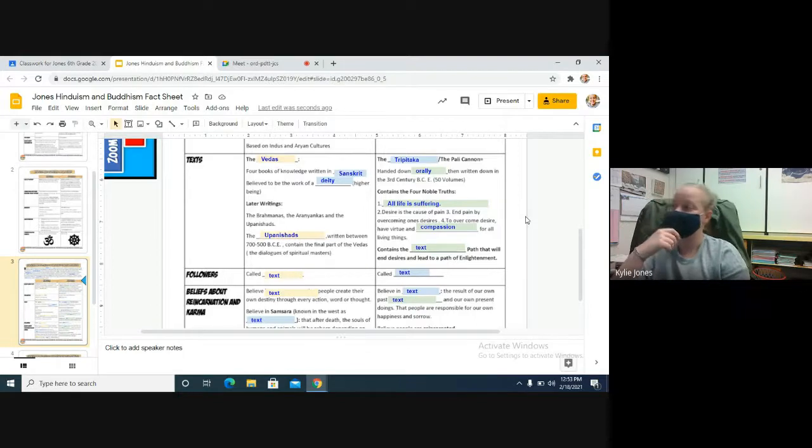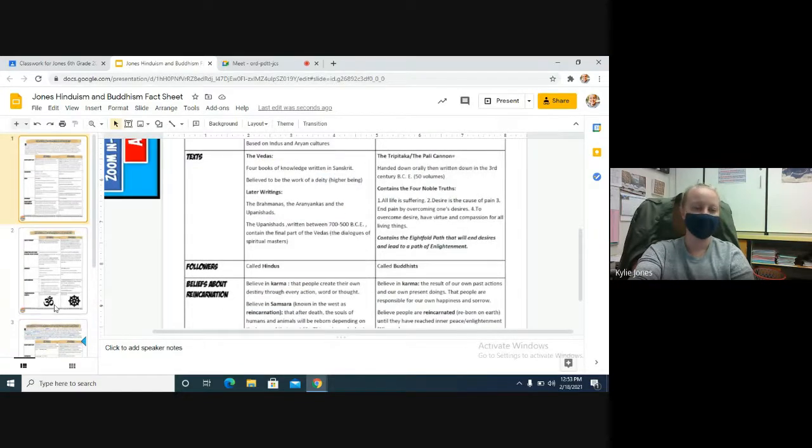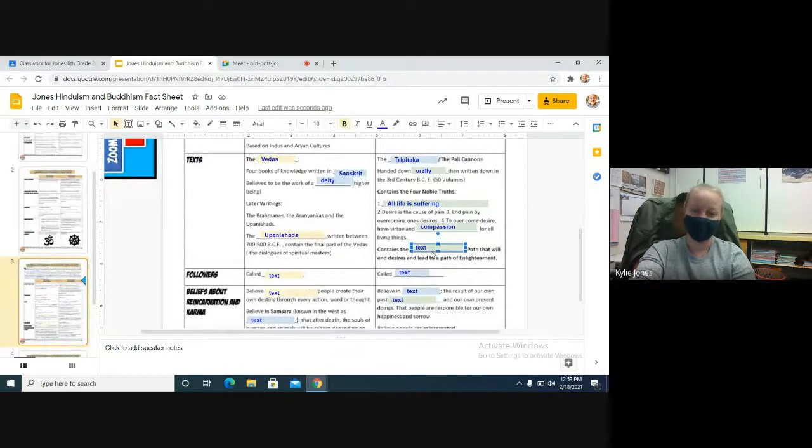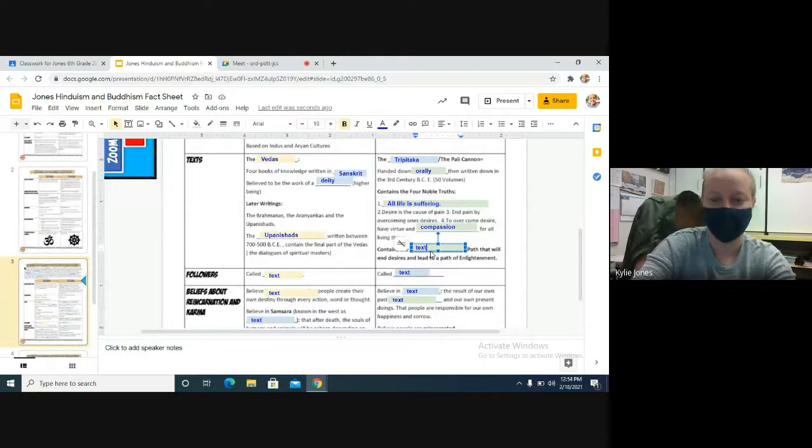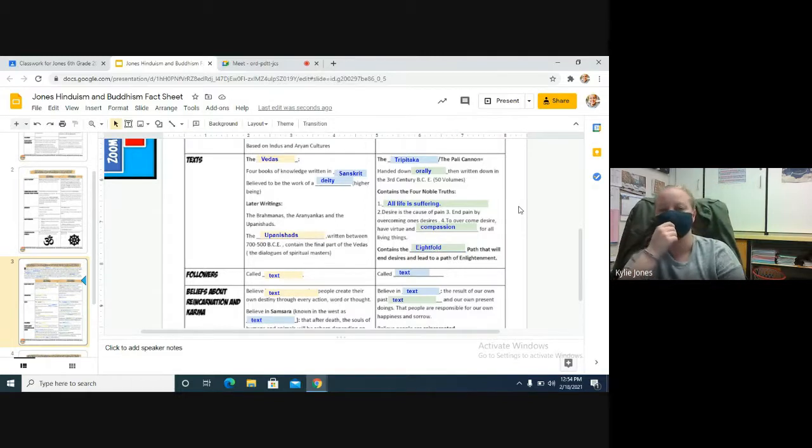And then what is that last one? Contains the blank path that will end desires and lead to a path of enlightenment. Eightfold path. Good. Eightfold path is a list of 8 things that you should do to get to enlightenment. I don't remember what they all are. Ten Commandments? Similar to the 10 Commandments, yes, but in the Buddhist religion versus Christianity, yes.